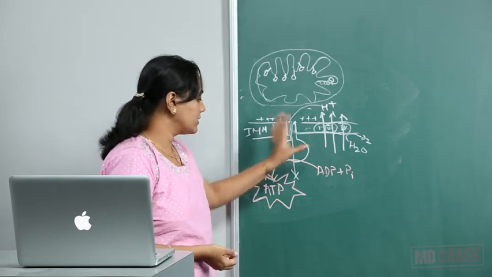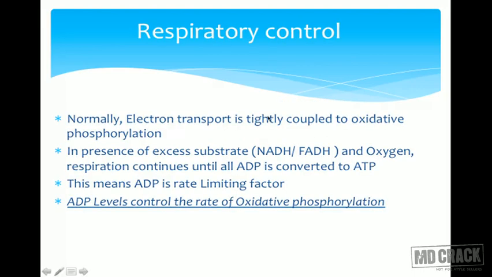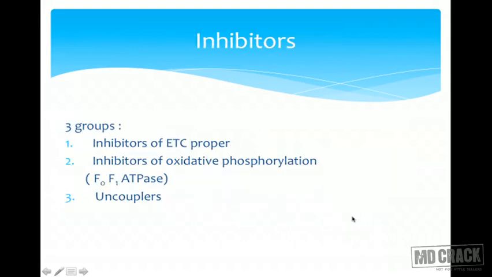Now let us look at how this whole thing is regulated. Regulation of oxidative phosphorylation, we call this the respiratory control. Please look at this slide. Normally electron transport is tightly coupled with oxidative phosphorylation. So anything which regulates electron transport also regulates oxidative phosphorylation. In the presence of excess substrate like NADH or FADH2 and oxygen, respiration continues until all ADP is converted to ATP. So ADP is the rate limiting factor, and it is the ADP levels which control the rate of oxidative phosphorylation.